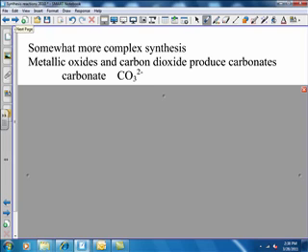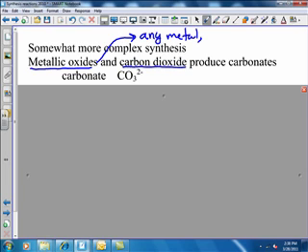Okay, somewhat more complex synthesis reactions are going to be when you have metallic oxides and carbon dioxide reacting together. Now, the term metallic oxide, you are going to see more terms like this. It's a generic term. Metallic is simply referring to any metal, and oxide is just oxygen. So this is any metal with oxygen. That's a metal oxide. So a metal oxide is any metal with oxygen, and you're going to react that with carbon dioxide. And the thing about this is they always produce a compound that has a carbonate in it.